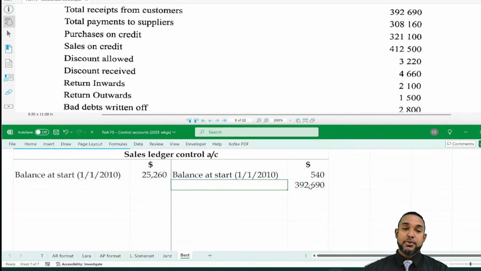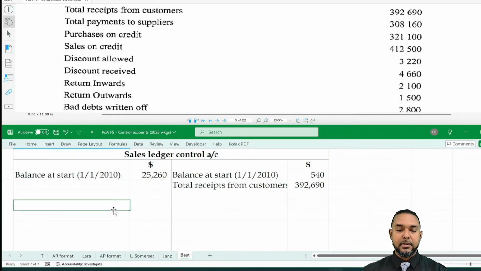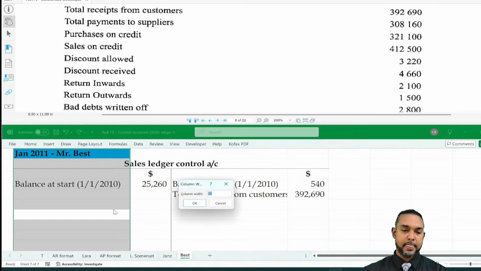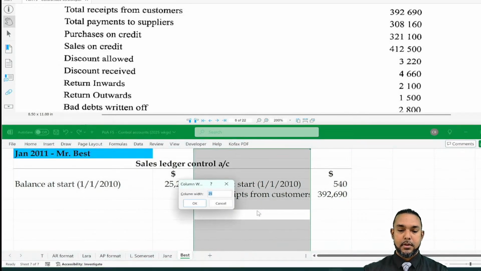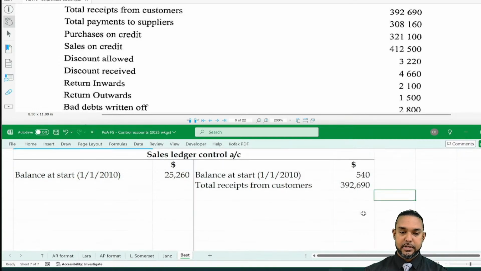392,690, right? So you could put total receipts from customers, you could put cash book, etc. Right? So total receipts from customers. All right, give me 1 second. Let me open up these columns a little bit more, so things don't get too squanched.